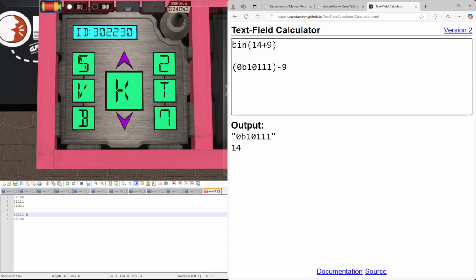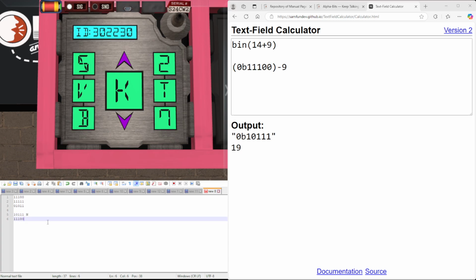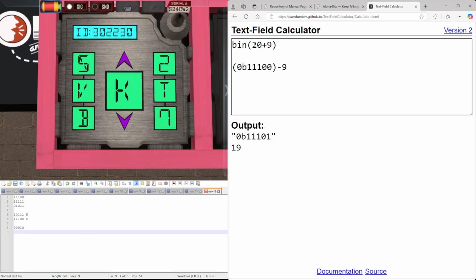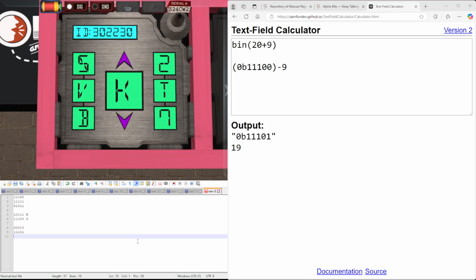Just check. Yep. And then S. Which we can check again. Okay, then we have this is 010, 20 plus 9, which is 11101, and then 7, which is 0011.